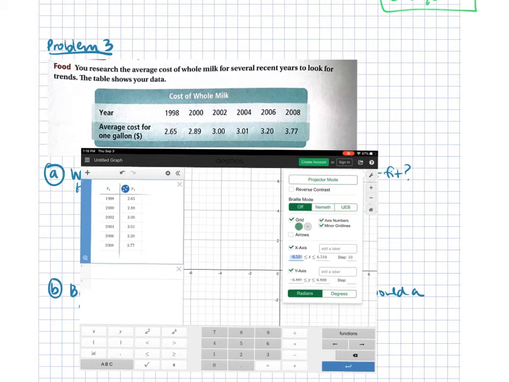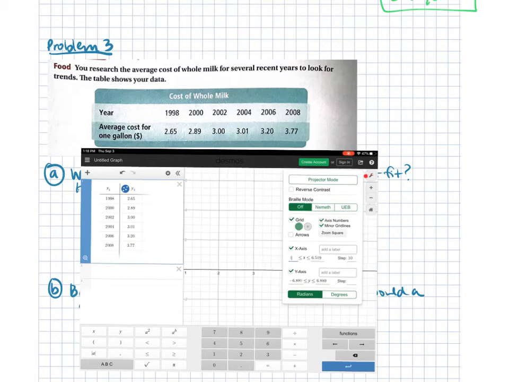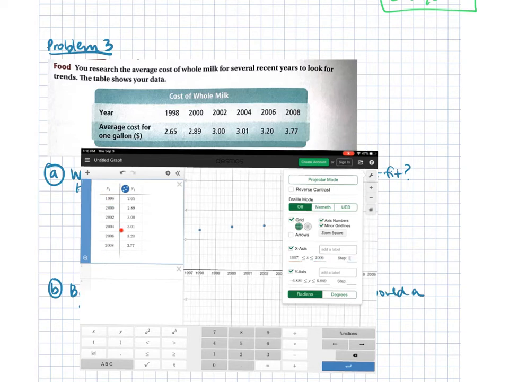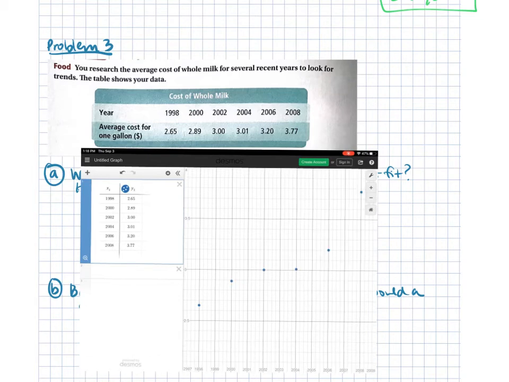Then if you change your picture here, your settings, so that the x-axis shows this, right? I put 1997 to 2009 just so that these are all included. And then the y-axis I did from 2 to 4. Then you can actually see your scatter plot here. And then click away, and there's your scatter plot.